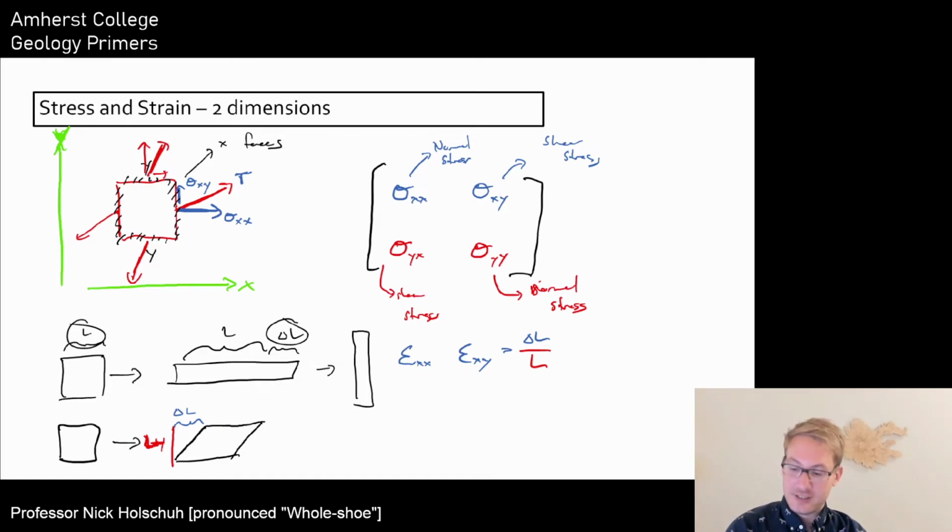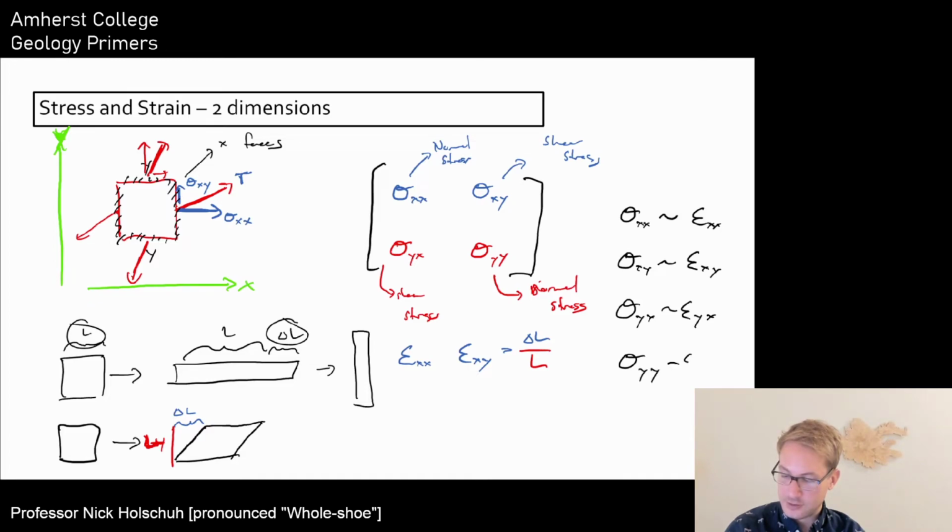It's possible to set up a constitutive relation for each of these stresses and strains. If we had an elastic box, then it's likely the case that sigma xx is proportional to the strain in the xx direction. Sigma xy is proportional to the strain in the xy direction. Sigma yx, the strain in the yx. Sigma yy, strain in the yy. Convention is that the first subscript describes the face on which our stress is acting. The second describes the direction in which our stress is acting.